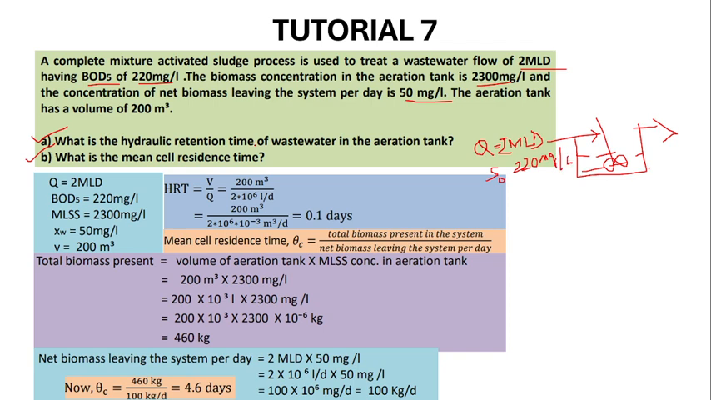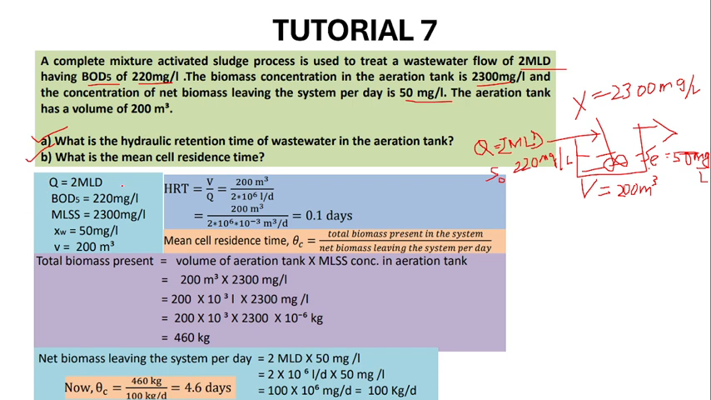S naught is 220 mg per liter. And the biomass concentration in the aeration tank, which is your X, is 2300 mg per liter. And the concentration of the net biomass leaving the system per day is 50 mg per liter, in the effluent stream. So in the inlet stream there are 220 mg per liter, and in the effluent stream there are 50 mg per liter. This BOD corresponds to the substrate concentration. And the volume of the aeration tank is given as 200 meter cube. So these are the given data.